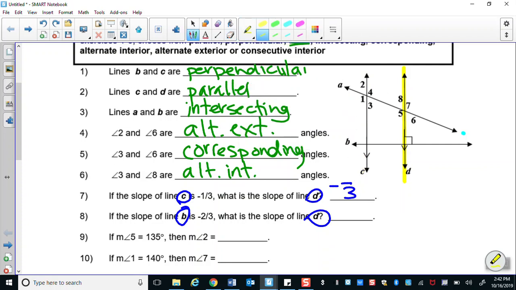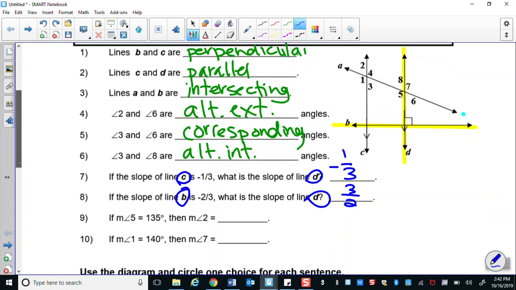So now we're looking at B and D, and we know that those are perpendicular. So if the slope of b is negative 2 over 3, remember to get the slope of a perpendicular line, you need to go from positive to negative and flip the fraction. So if this is a negative, we're going to have a positive, and then we're going to flip the 2 over 3 and make it 3 over 2.